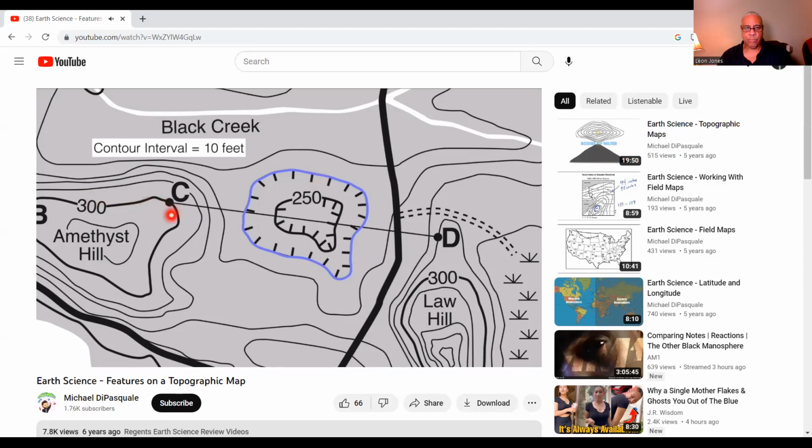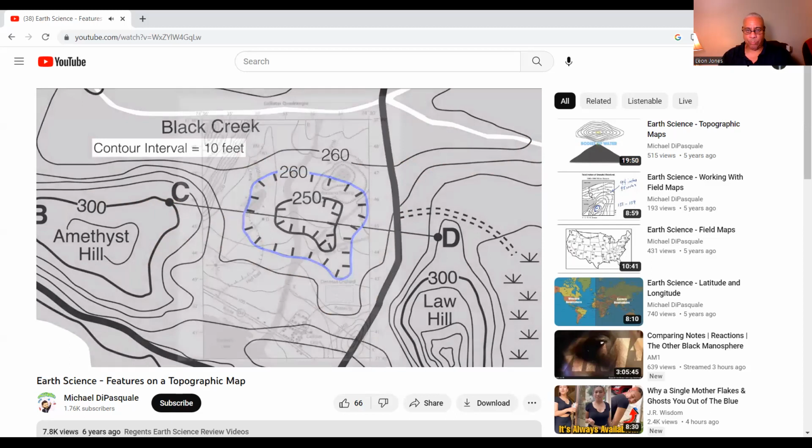This index contour here is 300. So if it's 10 feet, this is going to be 290, 280, 270. So 270, right? This next one's going to be 260. So if this is the last contour line that I crossed, so to speak, this one would have to be the same value. So that would give me a contour line or depression line value of 260.